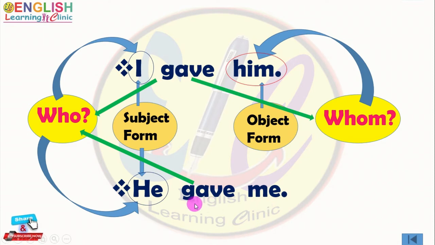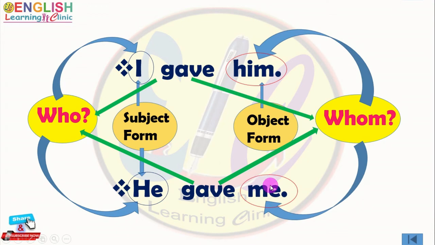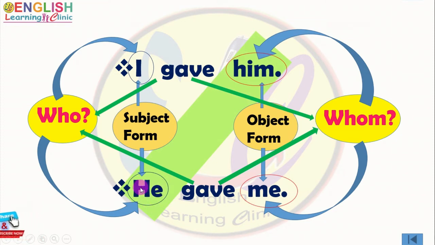Again, ask the verb gave a question with whom. That is, whom gave? The answer will be for this sentence me. This is the object form. So the subject form of the pronoun he is he and the object form of the pronoun he is him. In the same way, I is the subject form and me is the object form.